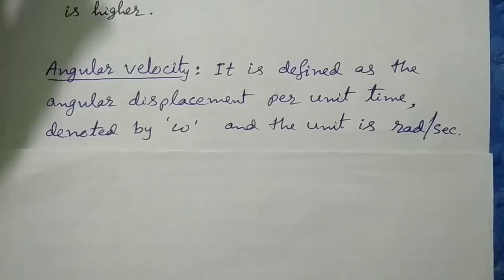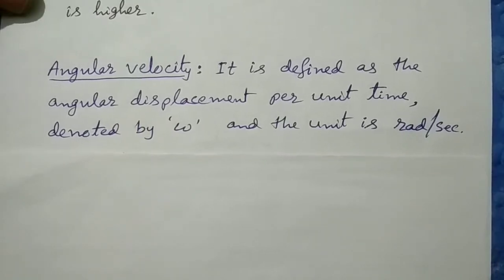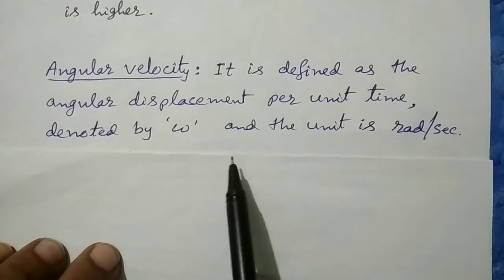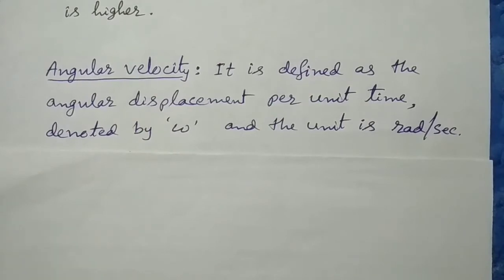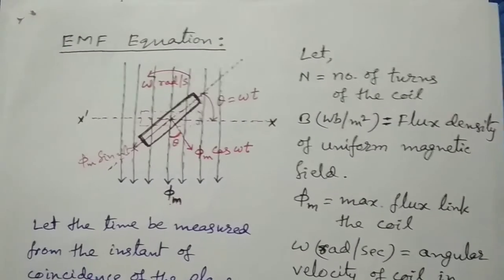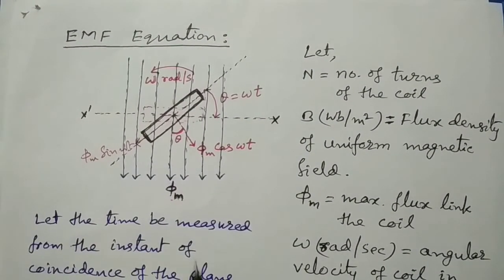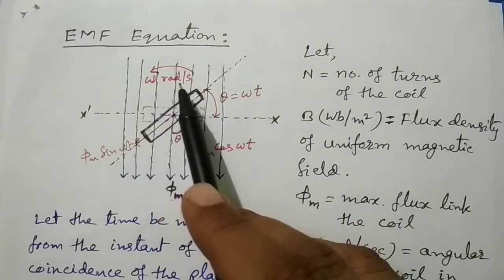The next topic is the angular velocity. The angular velocity is defined as the angular displacement per unit time, the angular displacement of the coil within a constant magnetic field per unit time. It is denoted by omega and its unit is radian per second. Now you can see that in the last class we discussed the EMF equation, and there we considered a coil rotating in anti-clockwise direction with a speed of omega radian per second.